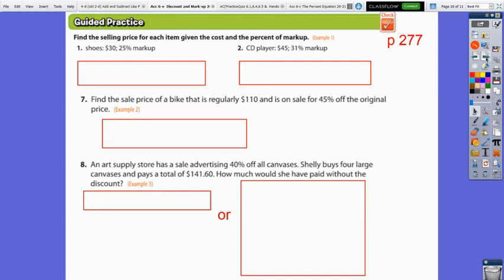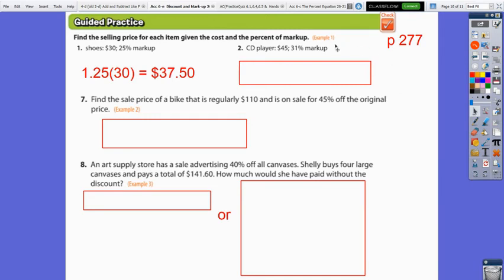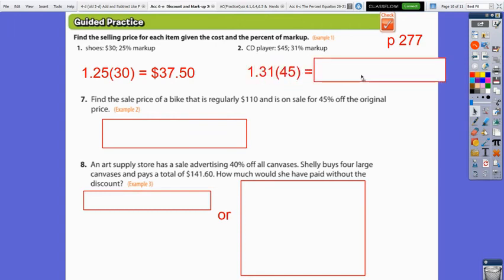So first, find the selling price. Pair of shoes, $30 at a 25% markup. 25% markup, multiplied by 1.25, $37.50. Number two, a CD player costs $45 for the store to buy it. They mark it up 31%. What do you have to pay? 1.31 times 45, $59.95.